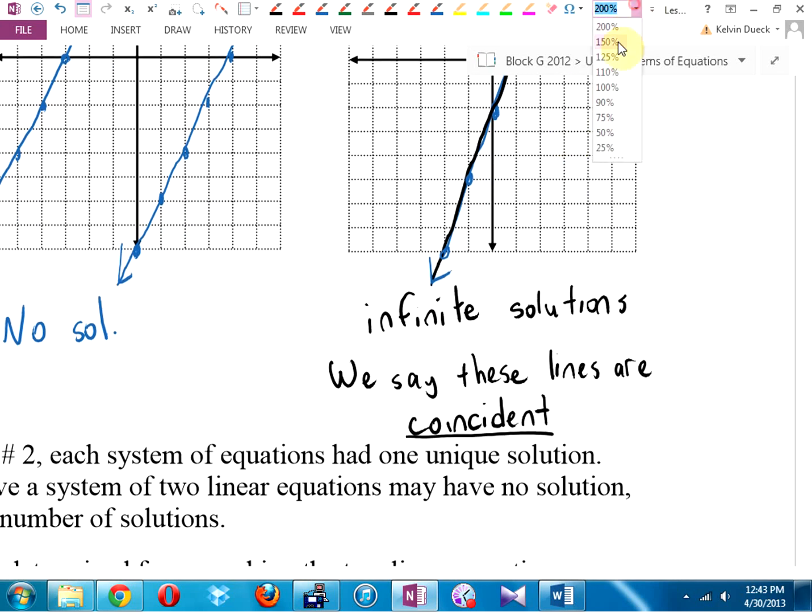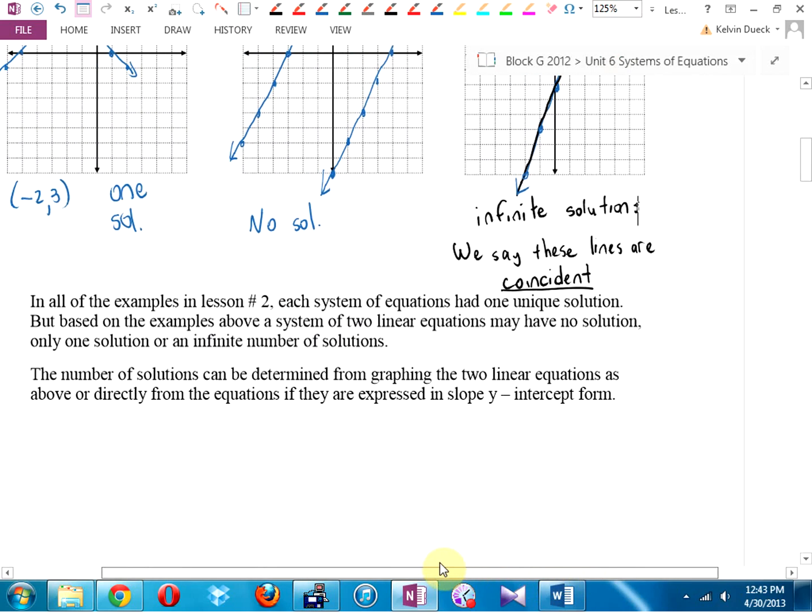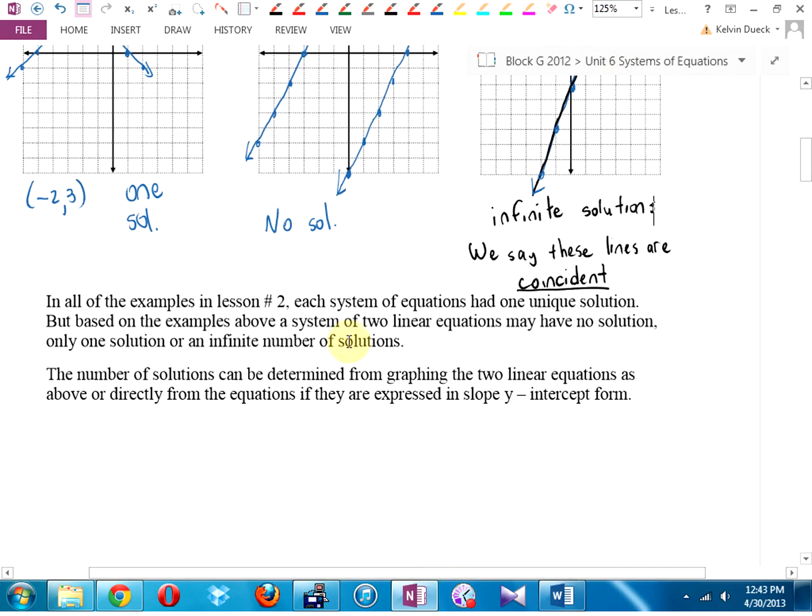So, in all of the examples, each system that we've done so far had one unique solution. Usually they worked out evenly because I made them work out evenly, but if they worked out to fractions, we dealt with it. Now we're saying, you know what? It may have no solution, one unique solution, or an infinite number of solutions. And you can figure it out by rewriting them in slope-intercept form.